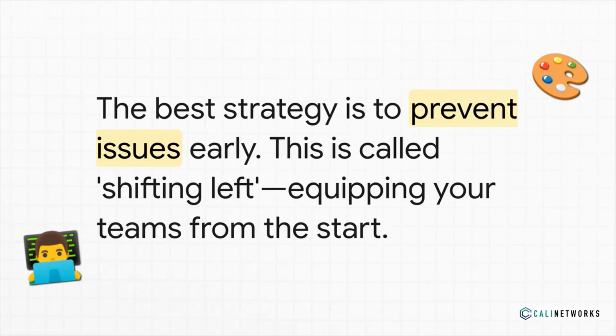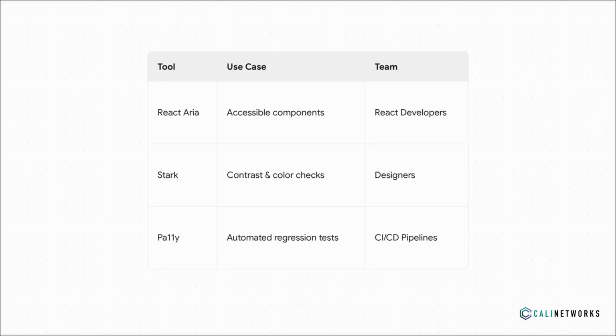Now, this is where the strategy gets really, really smart. See, the most effective way to fix accessibility issues is to stop them from ever happening in the first place. This is what we call shifting left, and it's all about giving your designers and your developers the right tools from the very beginning of a project. The magic word here is integration.